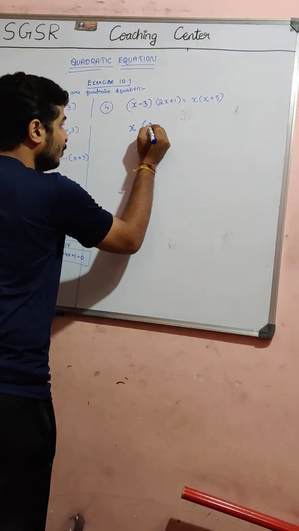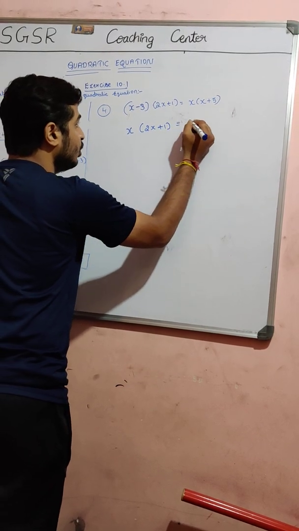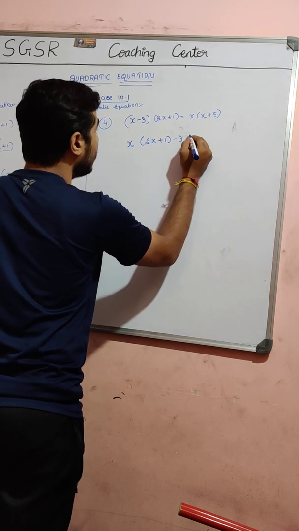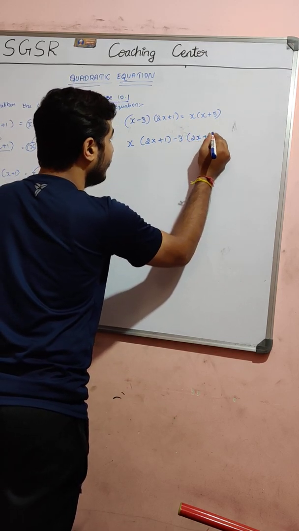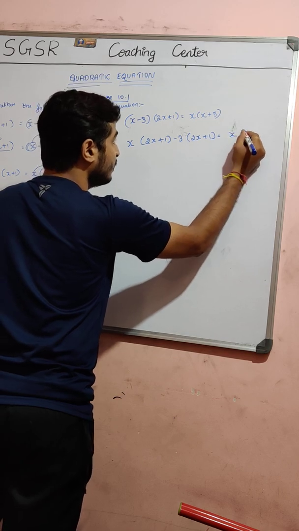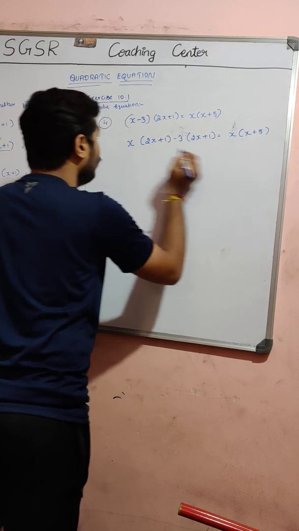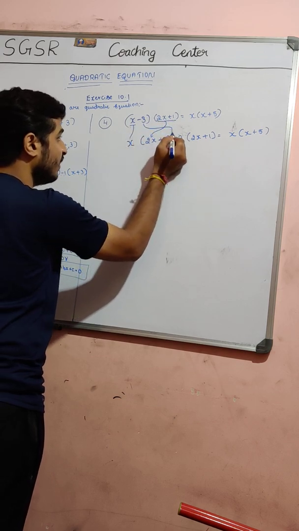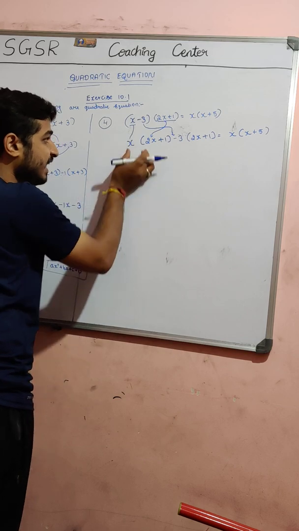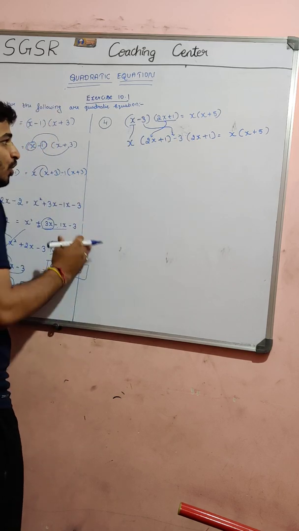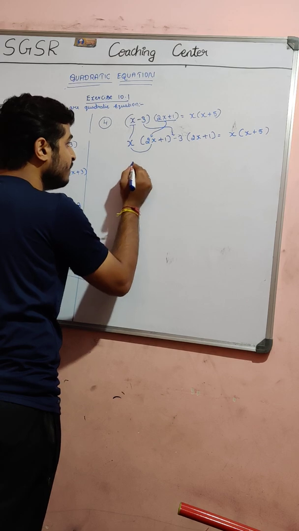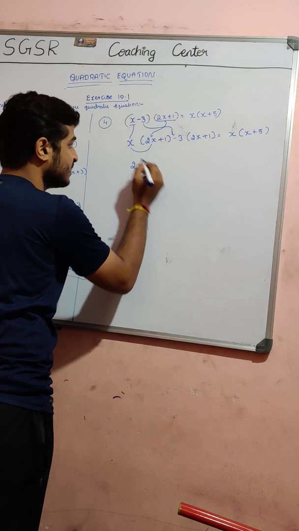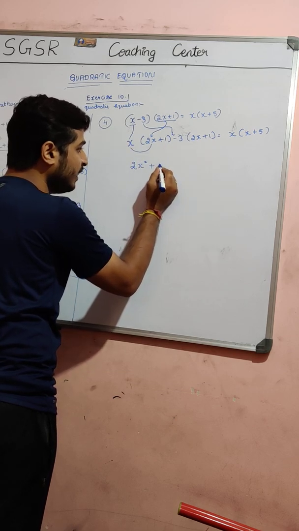Okay students, now we will solve the fourth problem. x(2x + 1) = (x - 3)(2x + 1) = x(x + 5). So now I am splitting this value towards this. In the same way here also, each and every term I am multiplying. So now x into 2x becomes 2x square. So now next plus x into 1, it is nothing but x.